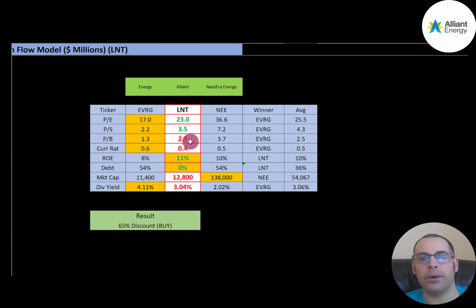A little worse in current ratio. They have the highest ROE. They have no debt. They're the only company of the three with no debt. And in terms of market cap, they're in the middle of the three companies, also in the middle of dividend yield. So to summarize, I have them trading at a 65% discount. Their ratios look okay, but their financials look really good.